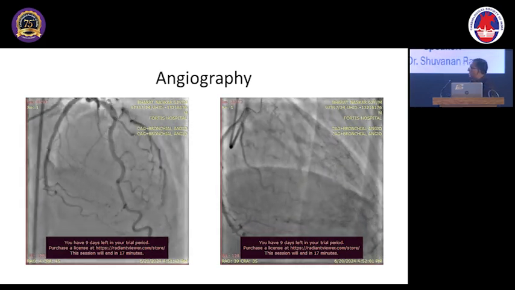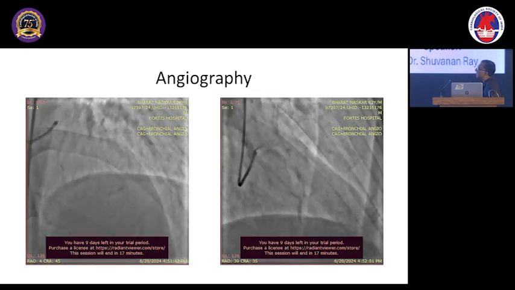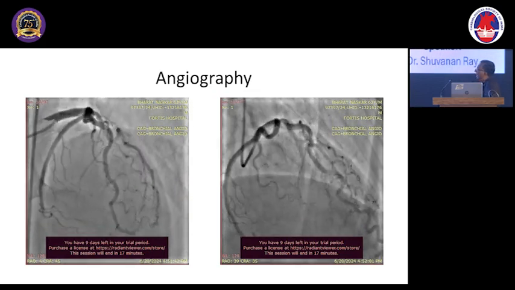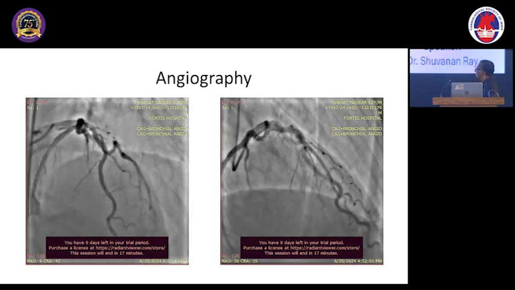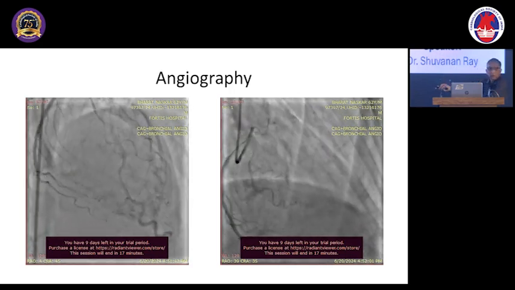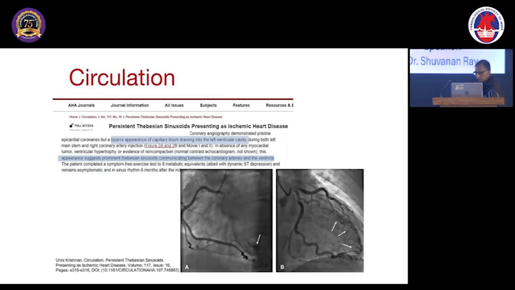Next is another one. Again, the patient came with angina. This is the angiography, normal angiography. Large arteries. See the LV angio. It is almost a spade-shaped deformity. So what is a spade-shaped deformity?